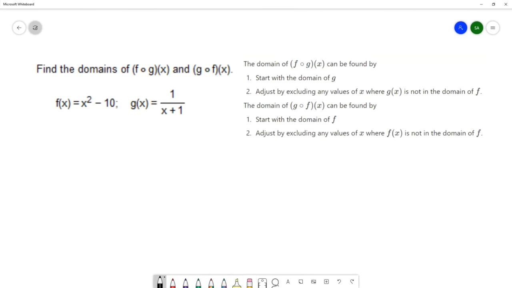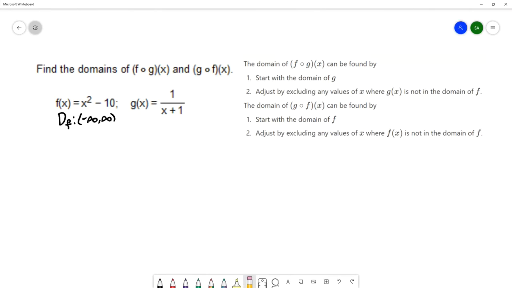Now, what's nice about polynomial functions is that there's no restriction on the domain. The domain of this function has no restrictions, meaning that every real number can be substituted into the function and we will get a value of y. So the domain is negative infinity to infinity, all real numbers.